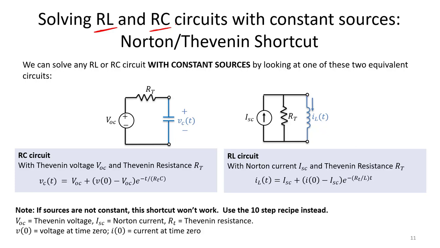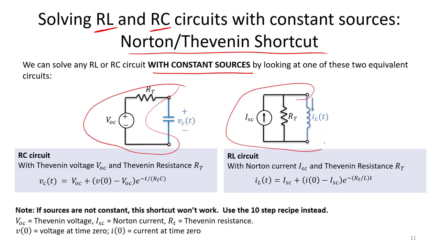If you have a first-order circuit with a constant source, one of the easiest ways to solve that circuit is to use that Norton-Thevenin shortcut that we learned. You'll remember, all we need to do in order to solve that circuit is to find the Thevenin or Norton equivalent of the circuit attached to the inductor or capacitor. Once we know our Thevenin or Norton equivalent, we can substitute into those shortcut equations in order to find our capacitor voltage or our inductor current.